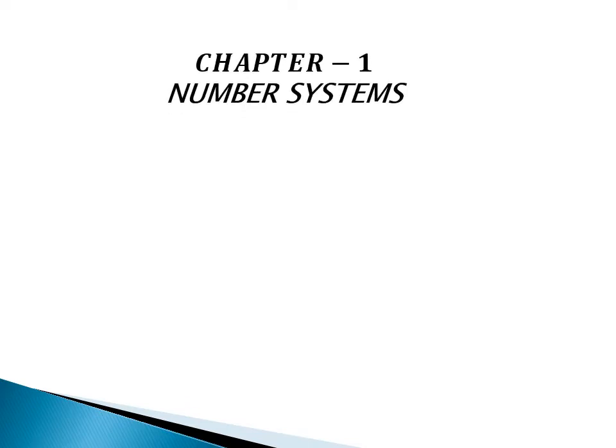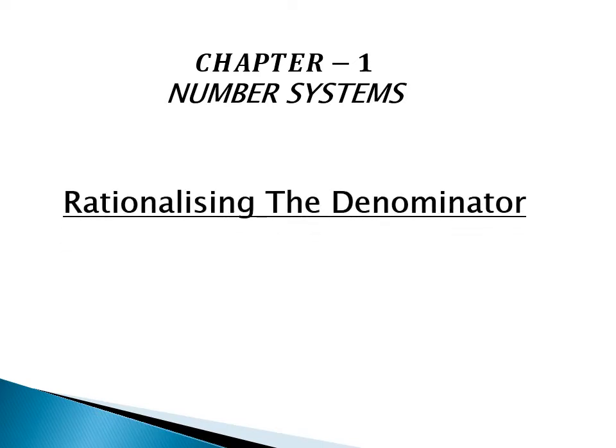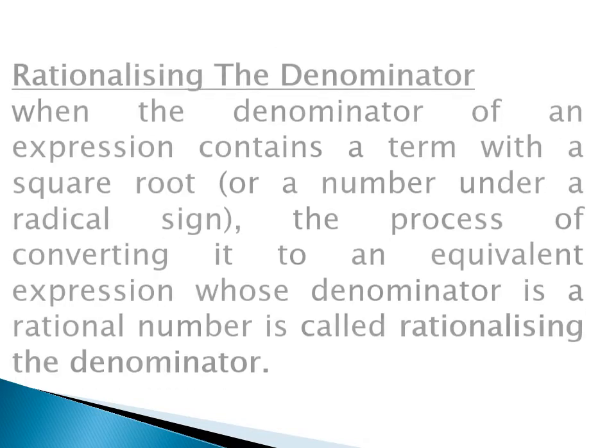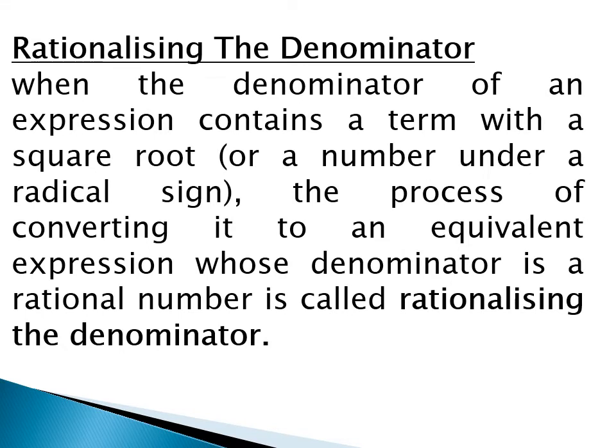Today we are going to cover a new topic, that is rationalizing the denominator. By rationalizing the denominator, when the denominator of an expression contains a term with a square root, the process of converting it to an equivalent expression whose denominator is a rational number is called rationalizing the denominator. After reading this, you may be confused. You can understand very well with the following examples.